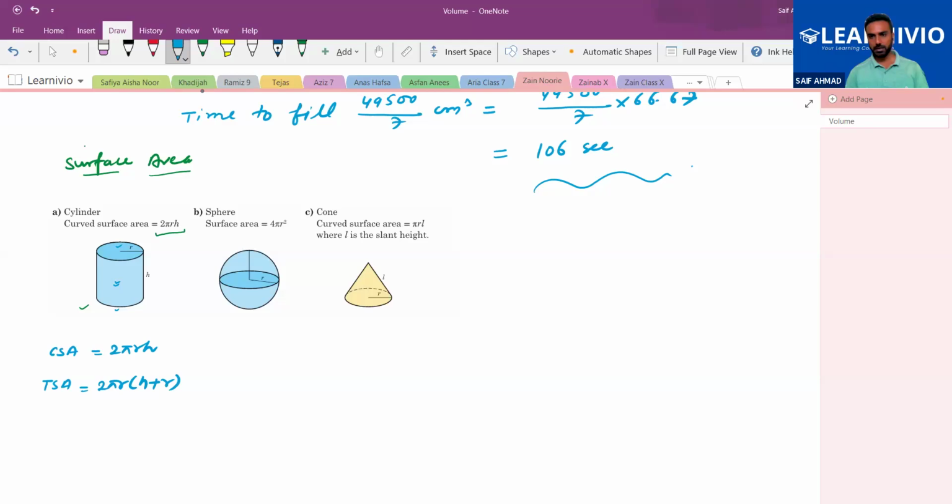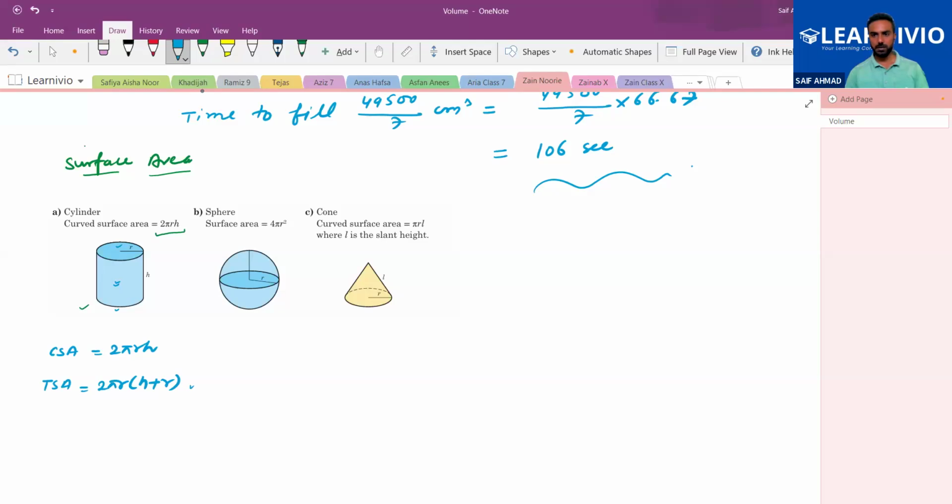Are you lying down again? No, I'm sitting on my chair. Your camera is facing upwards. Please sit properly, okay? Because this is very important for the class, for your better understanding.